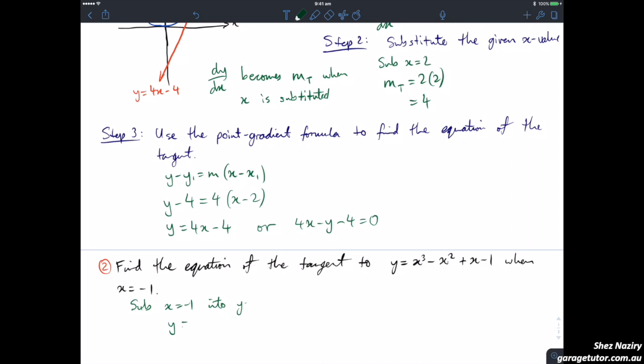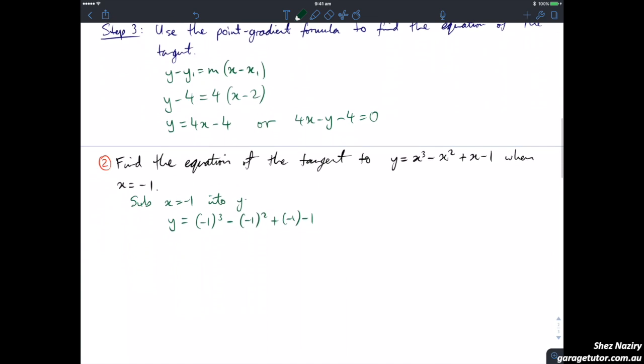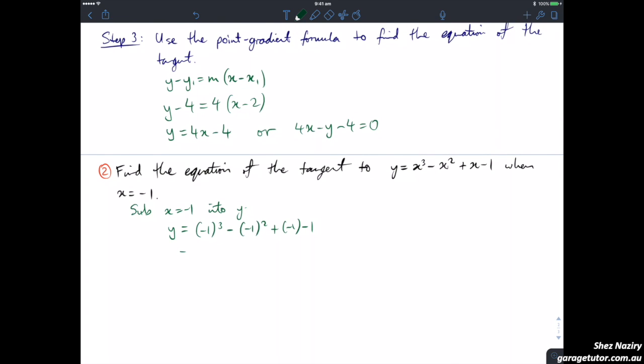So we end up with y equals negative 1 cubed minus negative 1 squared plus negative 1 minus 1. And I'm encouraging brackets, guys, for your substitution, so don't make any silly mistakes. So with that, we get negative 1, negative 1, negative 1, negative 1. So therefore the point is negative 1, negative 4. Okay, so now I've got a point. What do I need next? I need a gradient. So yes, we find the gradient by differentiating.